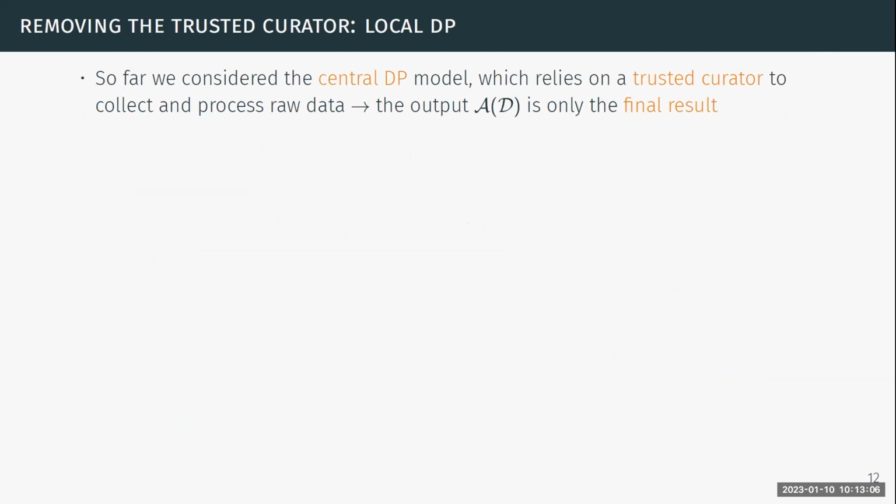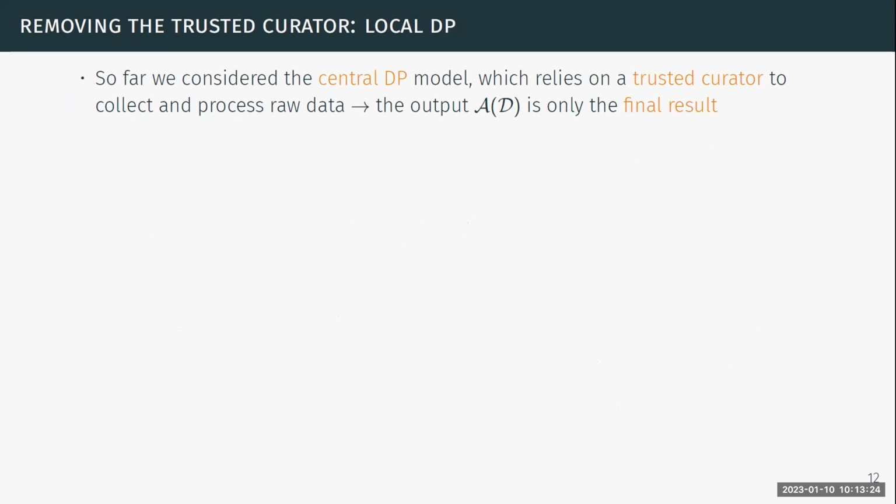Okay. So of course, here I assumed I had a trusted curator. So this was not decentralized or federated at all, right? Because I assumed that there was this entity that everybody trusts that has access to the whole raw data.